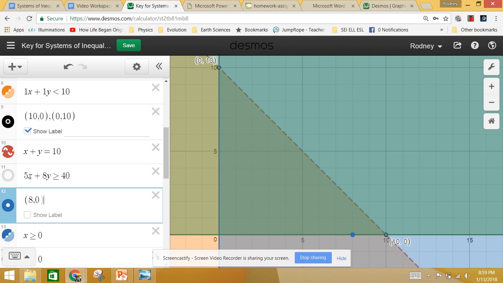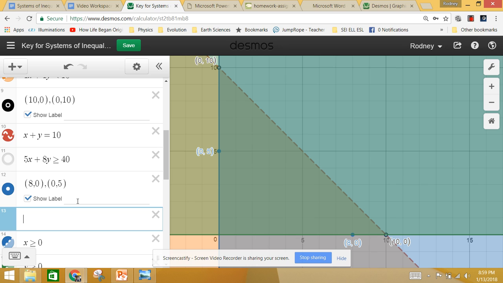And if I do the same thing, I make x equal to 0, then I've got 8y is greater than or equal to 40. I divide both sides by 8. I get 5. So 0, 5. So now I have these two intercepts that I can draw a line through. I'll go ahead and show the label. They are solid points because this is an or equal to inequality, and I'll go ahead and draw my line through them. 5x plus 8y equals 40.